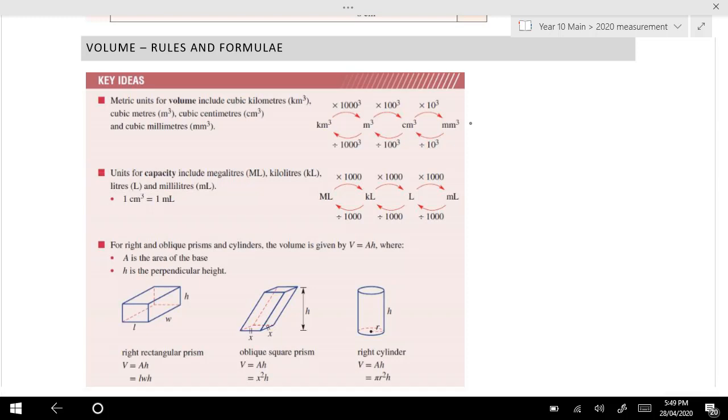We'll have a brief look at capacity. If you get a question on capacity, the main thing is that 1 centimeter cubed is 1 milliliter. So therefore, 1 liter: milli means 1,000th, so 1,000 milliliters equals 1 liter. And of course, that also means that 1,000 centimeters cubed is 1 liter. So whenever you get a question which looks at capacity, think about a liquid or something. 1,000 centimeters cubed is a liter is also very useful.